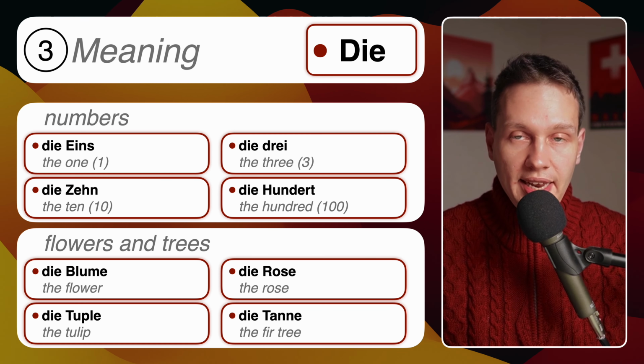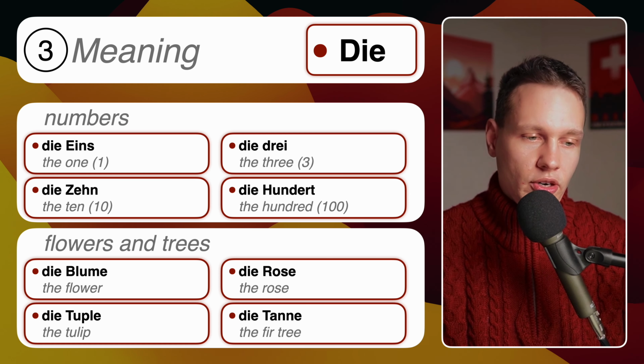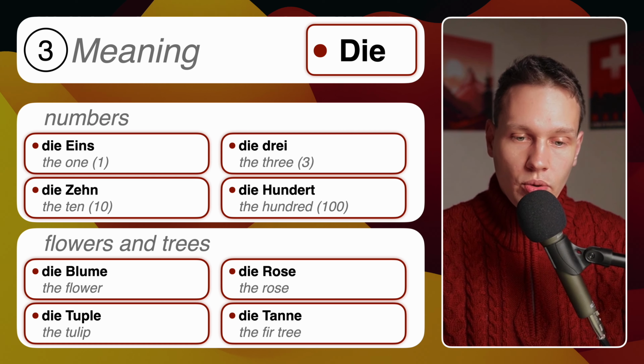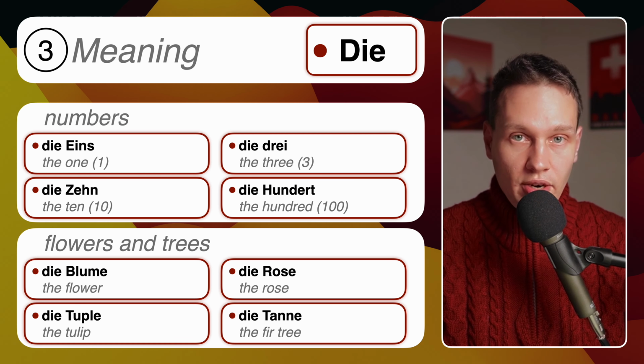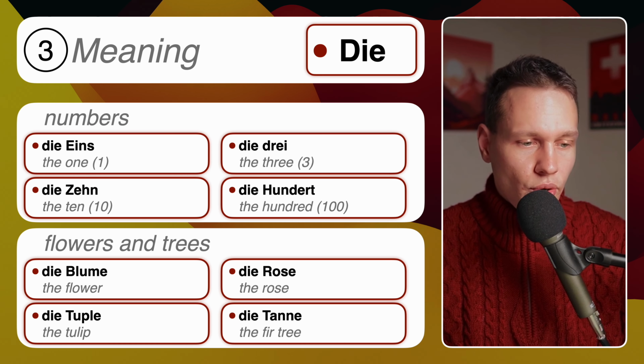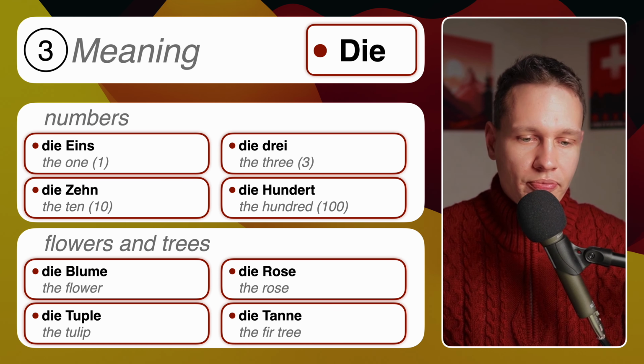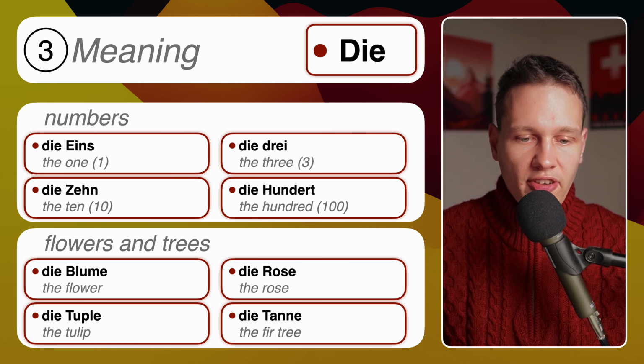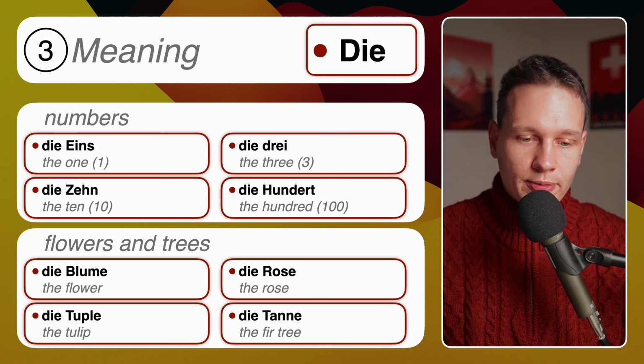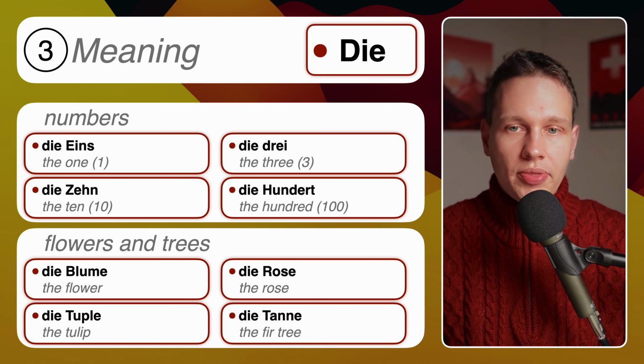They're mostly feminine, like die Blume, the flower, and also die Rose, that's the rose, and die Tulpe, the tulip, and die Tanne, the fir tree, like right now the Christmas trees.